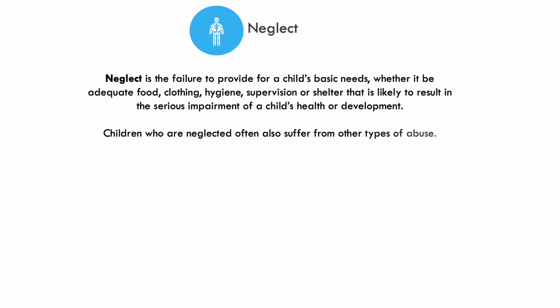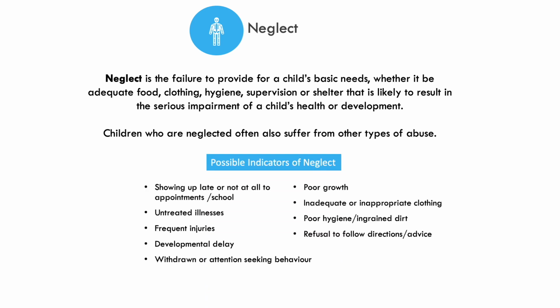Neglect can occur through intentional acts or unintentionally when a carer does not have the capacity or understanding to meet a child's needs. A child who experiences chronic neglect can suffer cumulative harm, including cognitive difficulties. Here are possible indicators of neglect. Please pause this video now and familiarise yourself with them.